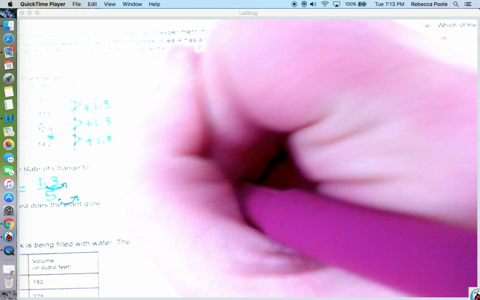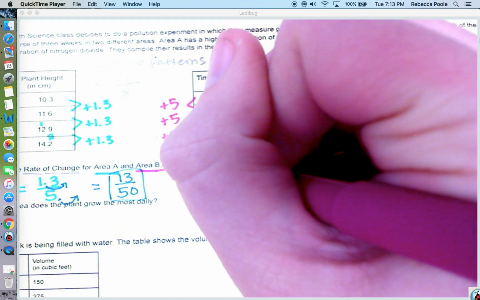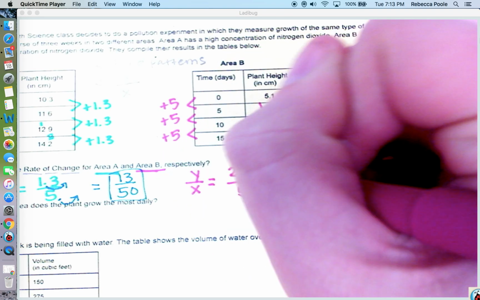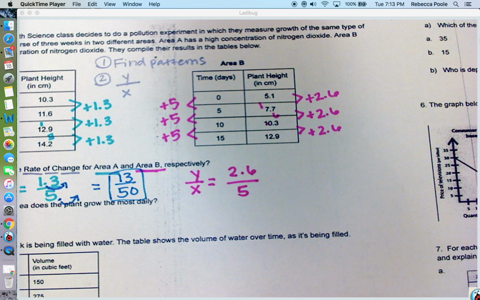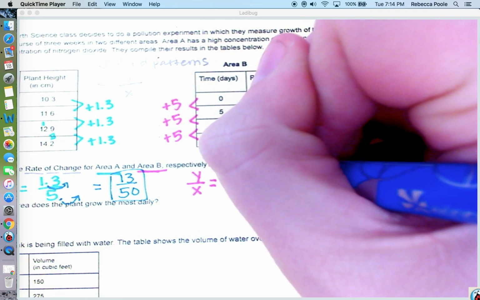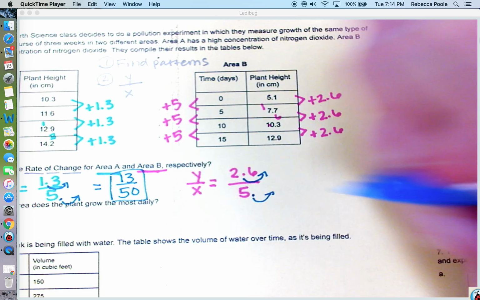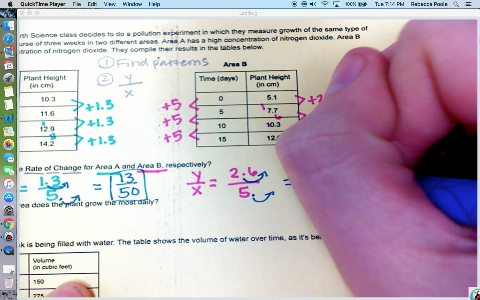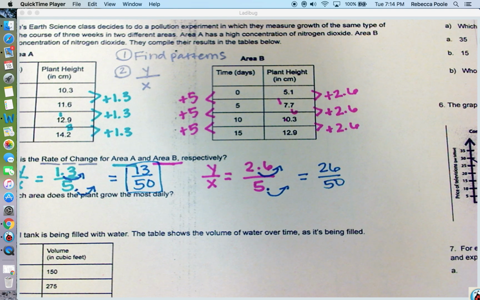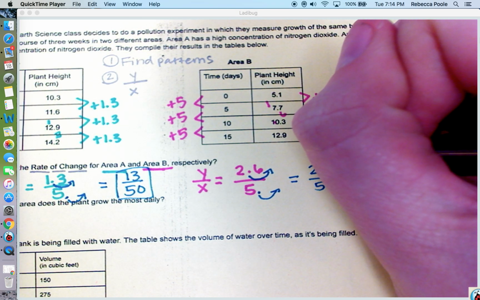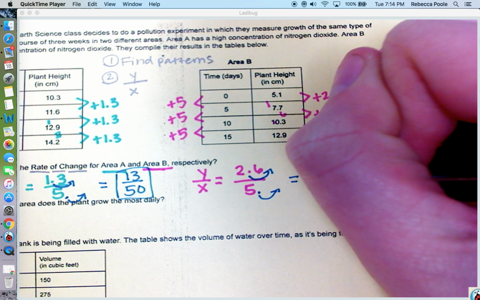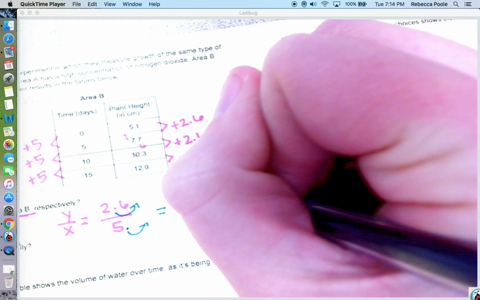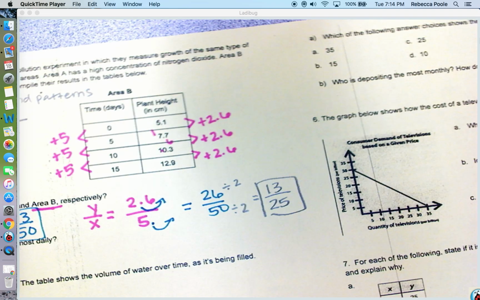So for area B, if we do y over x, you're going to get 2.6 over 5. I just told y'all that you can't have a decimal inside of a fraction, so we're going to move that decimal place. Remember, if it's a whole 5, the decimal is behind it, one spot. And so for area B, we're going to get 26 over 50. Now 26 over 50 should reduce. You should be able to divide them both by 2, right? And so I'm getting 13 over 25 for area B.